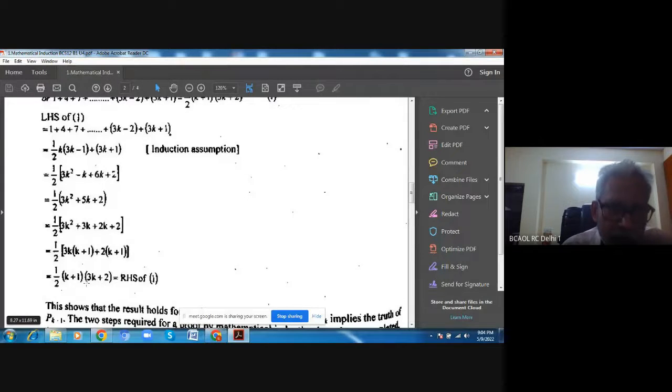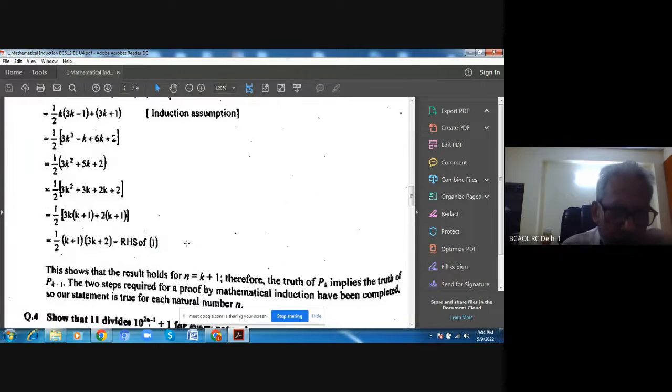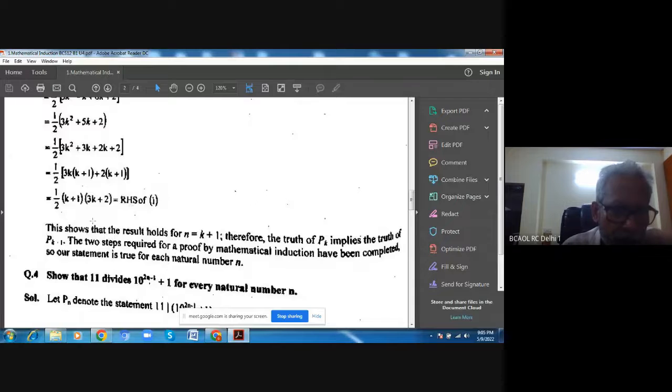When you are getting this, you see the right hand side is the same thing. This is equation 1, right hand side, and these things are similar. So considering the left hand side, you calculate it, and after the calculation you have to see whether this is coming or not. When it is coming, you declare okay, that is the same. Then you have to write: it shows that the result holds for n is equal to k plus 1. Therefore the truth, whatever it is, you have to write it.